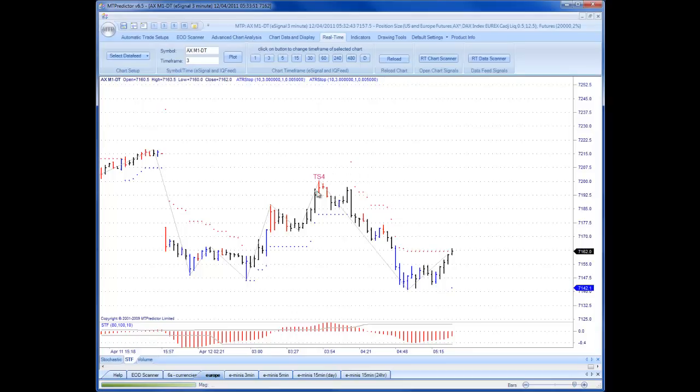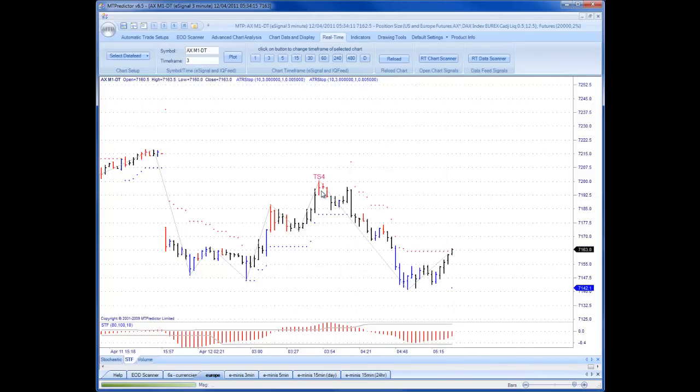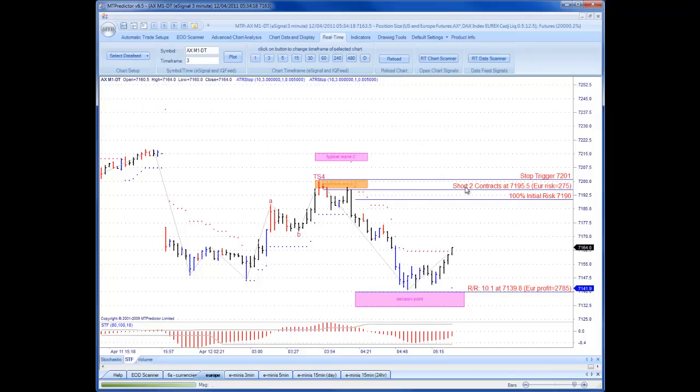As you can see, we had a lovely automatic TS4 sell here earlier this morning. Standard MTPredictor trade setup, a red sell bar for TS4 sell coming with a red STF denoting a downtrend. So this was a standard trade setup. Let's put the analysis on. We right mouse click, select automatic setup, come over the color reversal bar here, and this gives us our entry level and our position sizing.